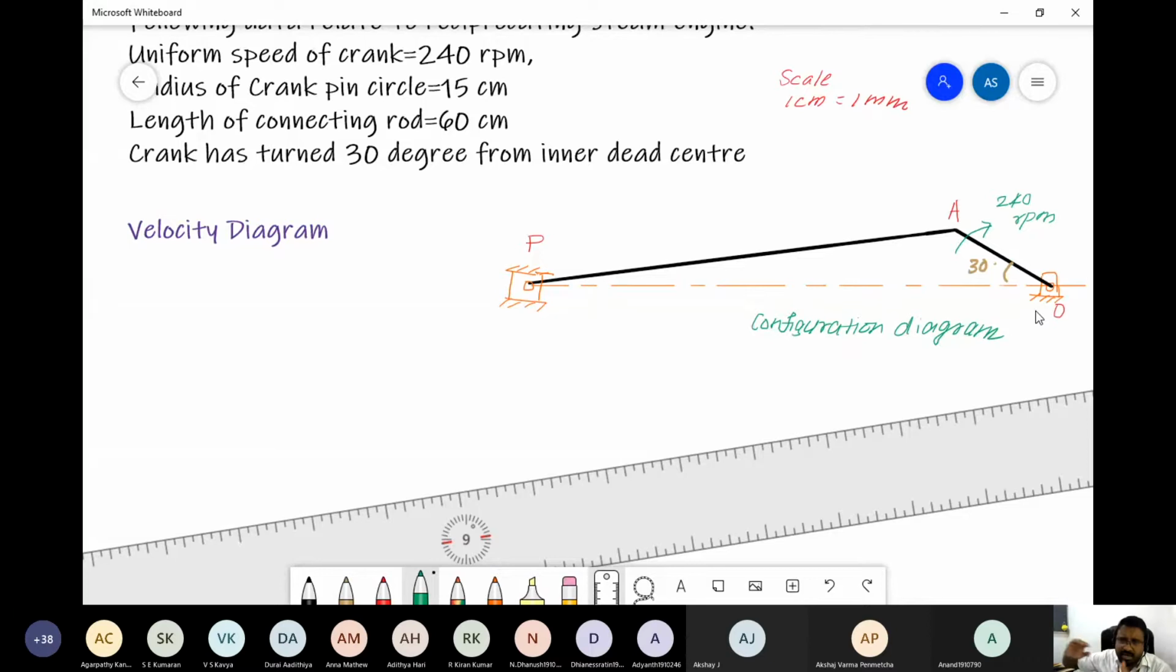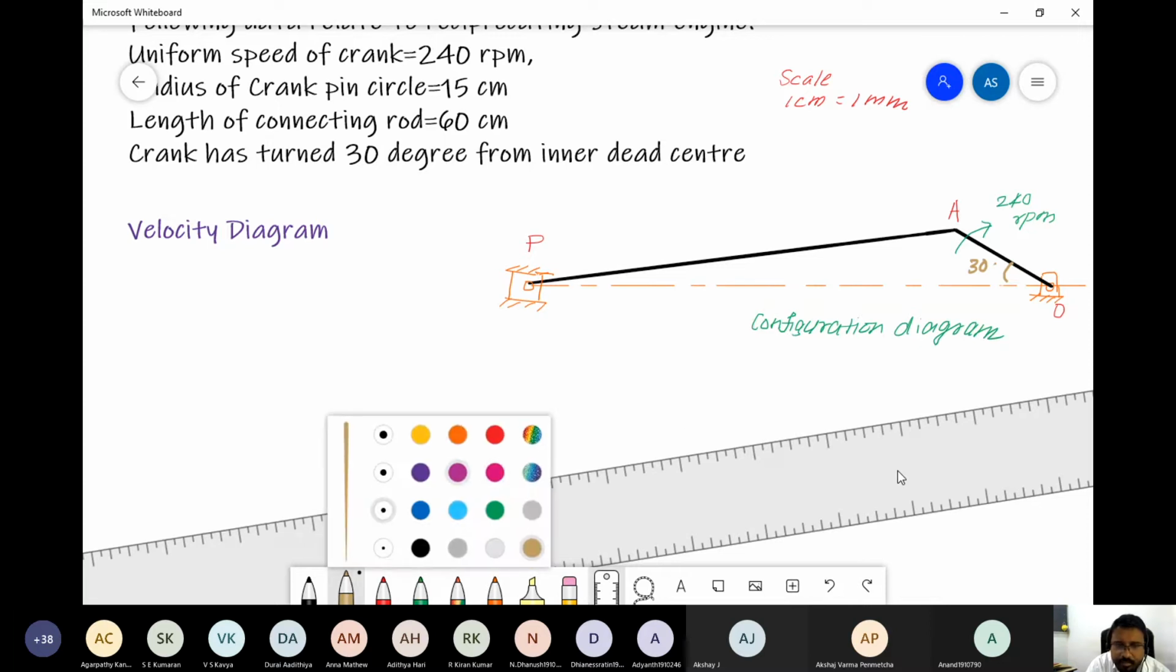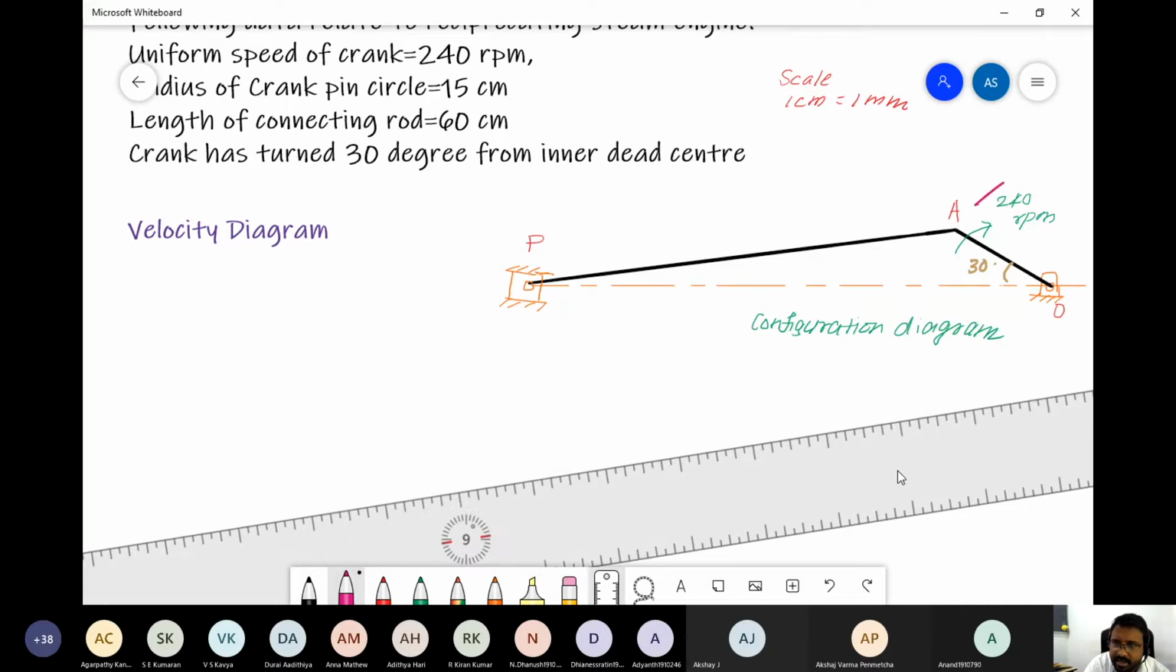How will the velocity vector be? Obviously the velocity vector will be in this direction, correct? This is how the velocity vector will be. When the crank is rotating, the velocity vector of that crank will be perpendicular to the OA linkage, perpendicular.